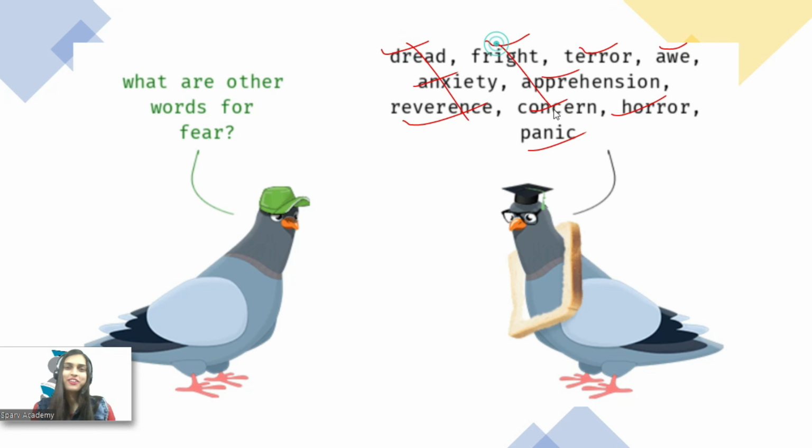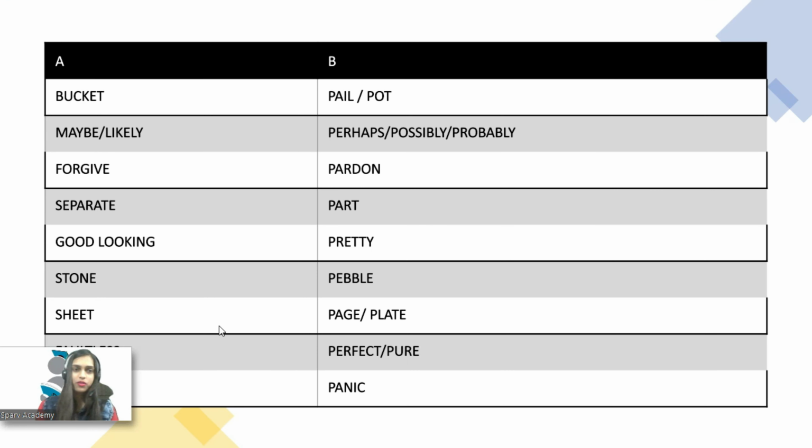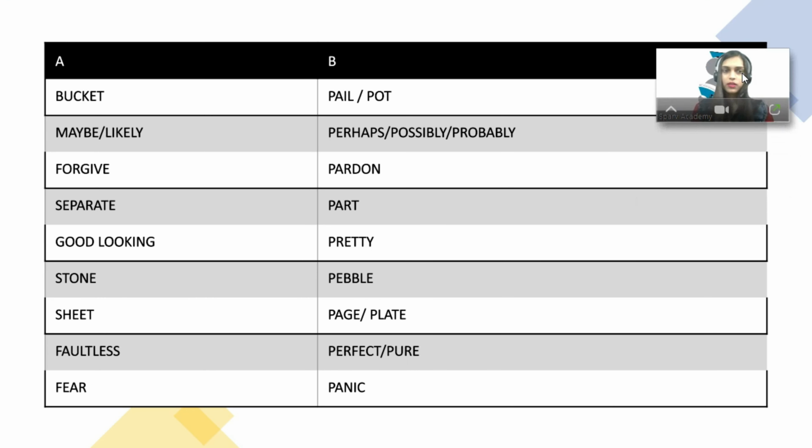All these are wrong for us because we need the word which starts with the letter P, that is panic. All the others are synonyms of fear, but we need the word starting with P, that is panic. So here we have completed our 10 words, and most of you are writing the right answer in the chat.